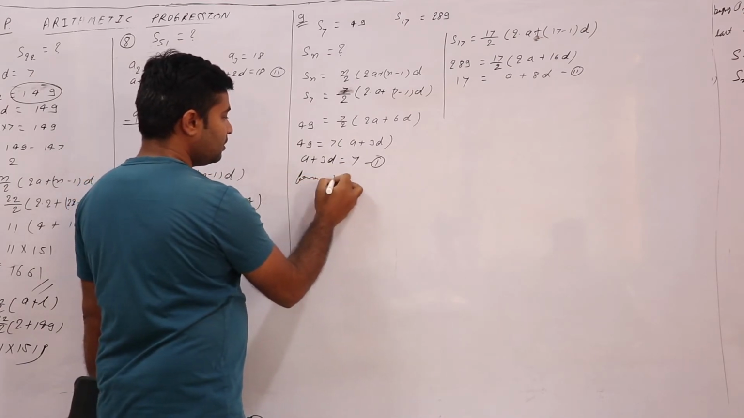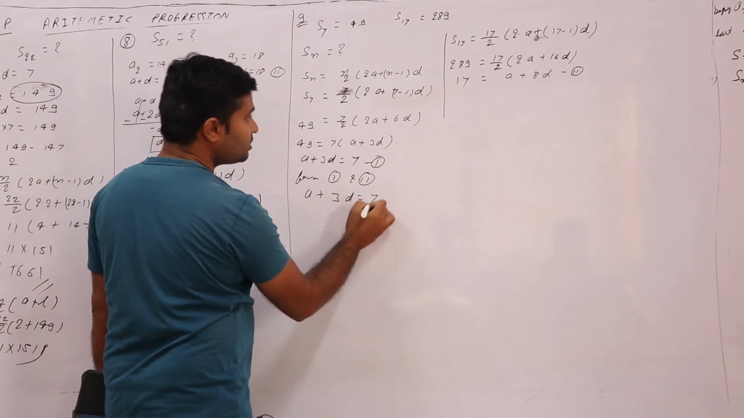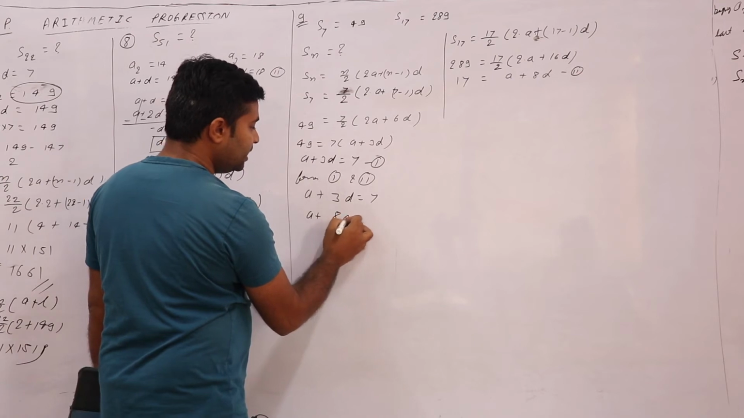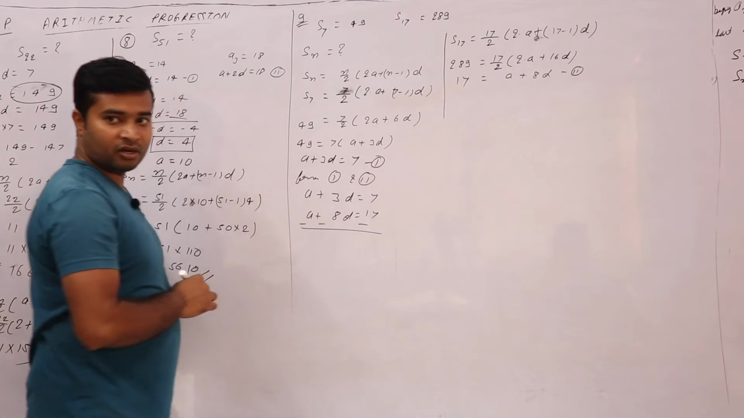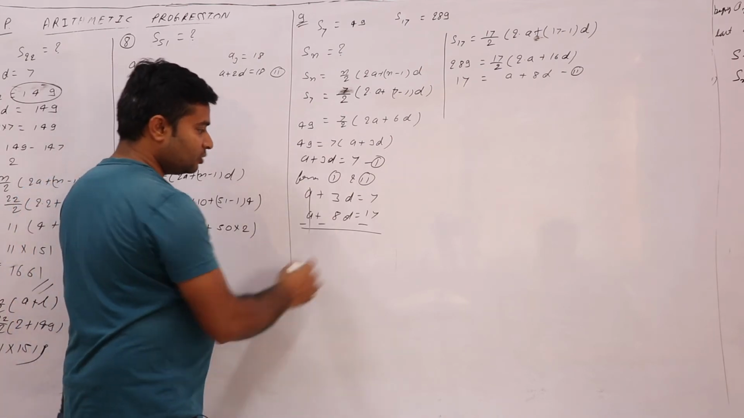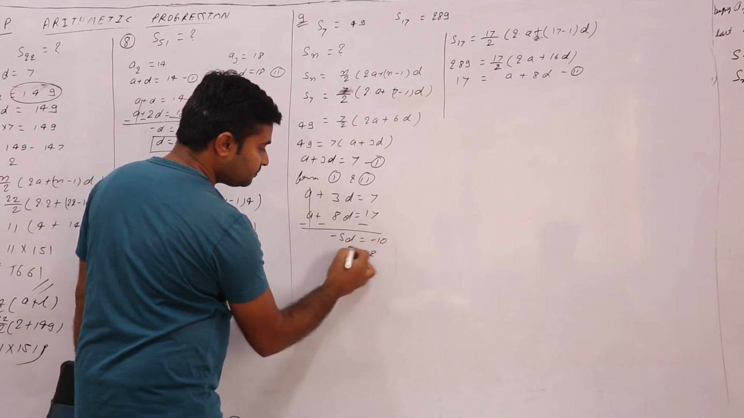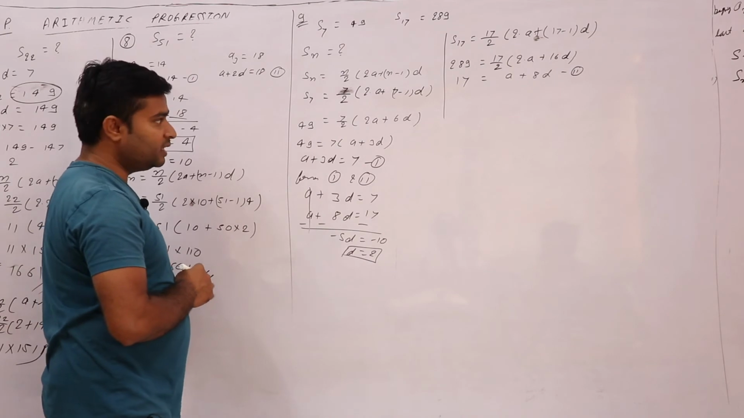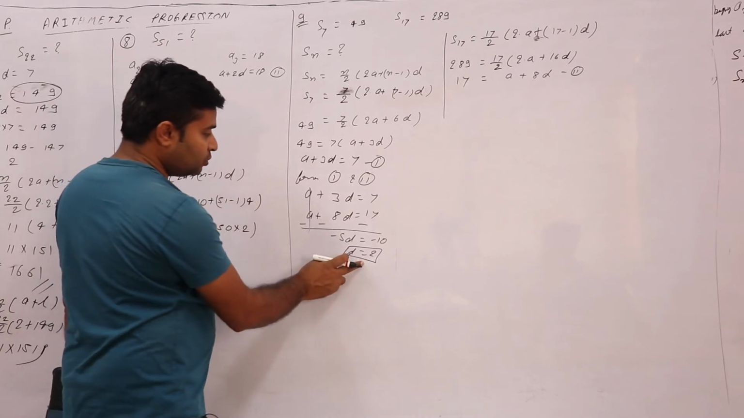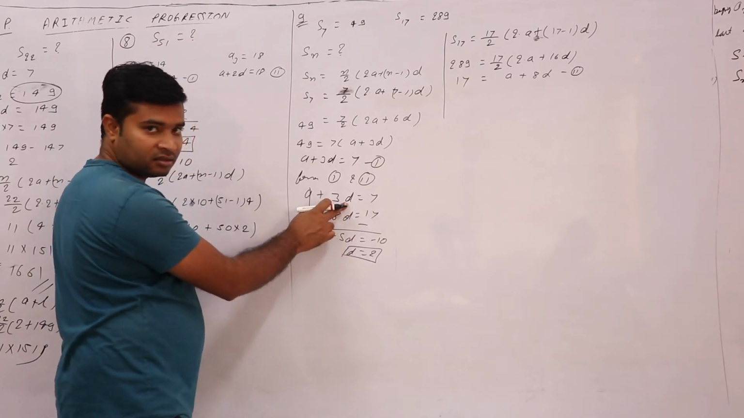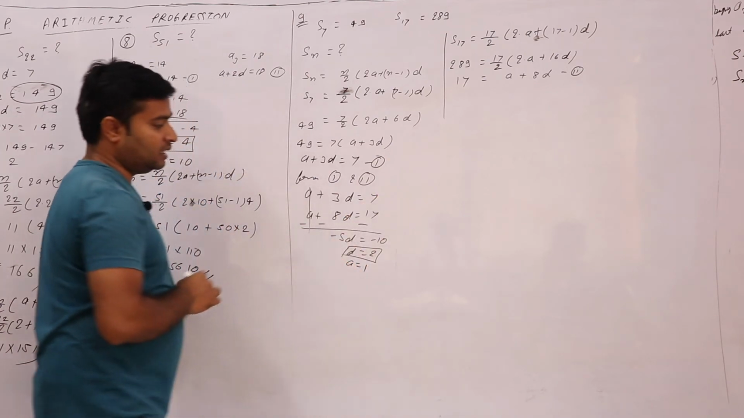From equations 1 and 2: a plus 3d equals 7, and a plus 8d equals 17. Subtracting, the a gets cancelled, so minus 5d equals minus 10. So d is equal to 2. If d is 2, then a is 7 minus 6, so a is equal to 1.